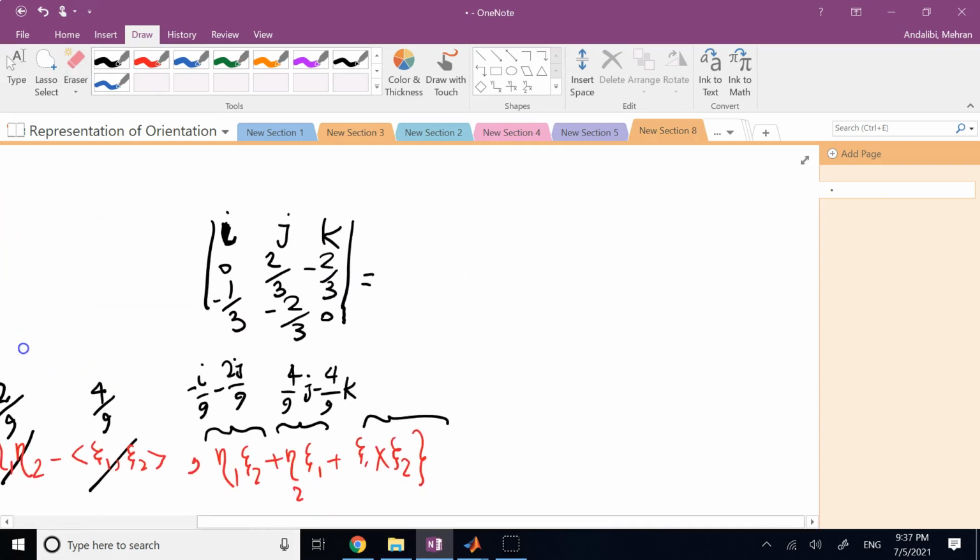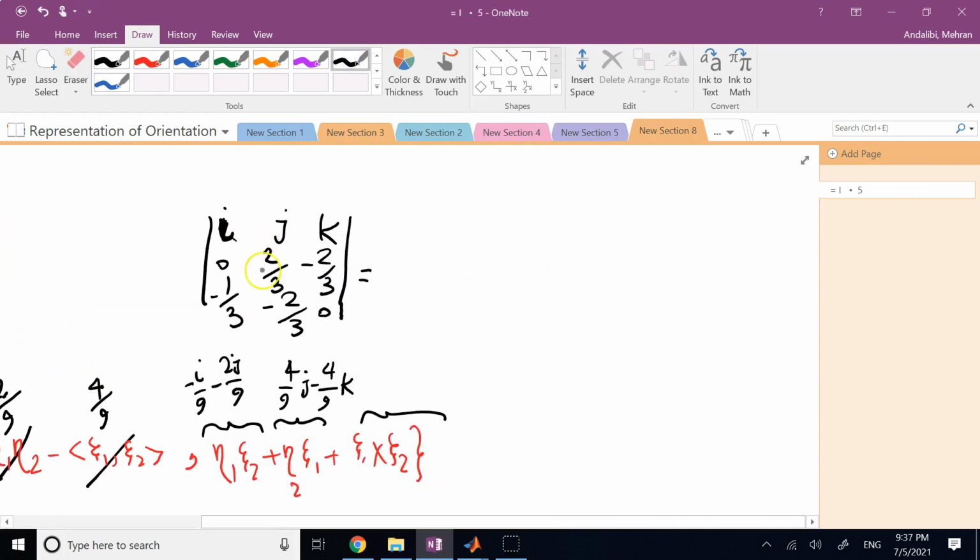And if we do it and we use Sarrus's method, this is going to be 0, that is 0. You are going here to get a 2 over 9j, minus 2 over 9, but that's another minus, so plus 2 over 9k. And then minus 4 over 9i. That's it. Okay, and this guy goes here.